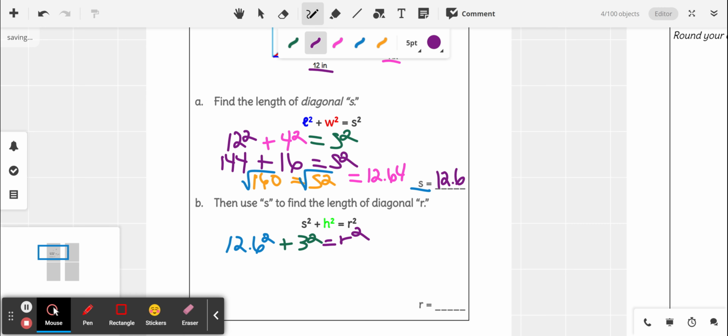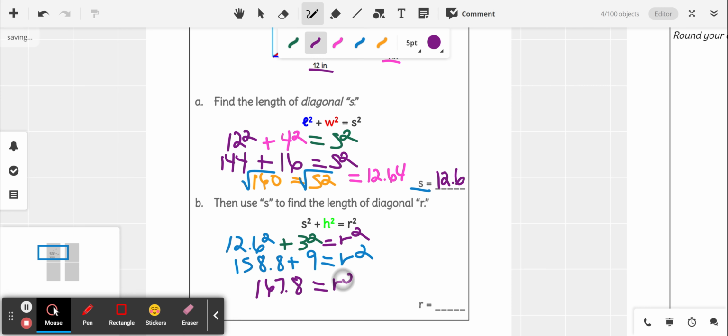So similar to up above, 12.6 squared is 158.8. We will add that to 3 squared, which is 9, and put it equal to r squared. When we combine both of these numbers, we get 167.8.